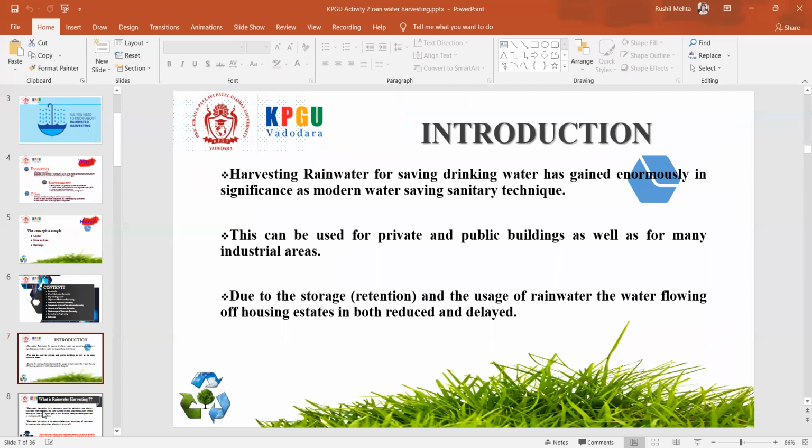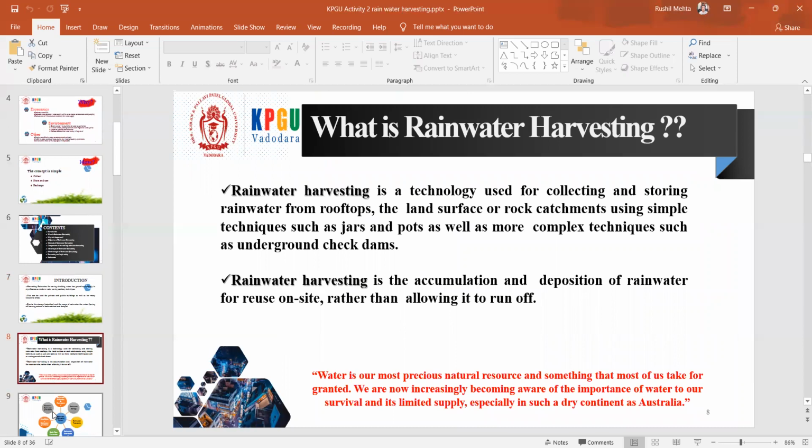Harvesting rainwater for saving drinking water has gained enormously in significance as a modern water saving sanitary technique. This can be used in private and public buildings, and due to the storage and usage of rainwater, the water flowing off the house is both reduced and delayed. What is it? Rainwater harvesting is a technology used for collecting and storing rainwater from rooftops, the land surface or rock catchment using simple techniques such as jars and pots.